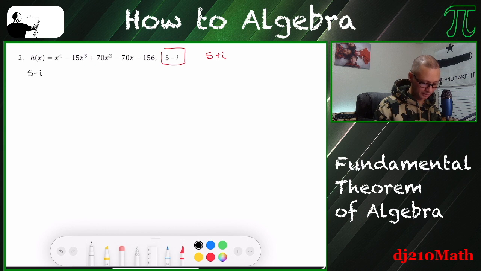5 minus i is what's going to go in the synthetic division box, because it's just a number. We're putting a number in there. Technically, we're putting the root in there, because this is x equals.